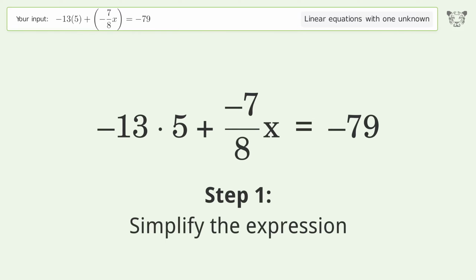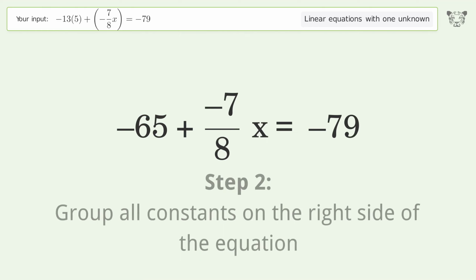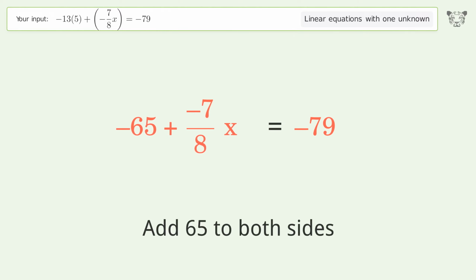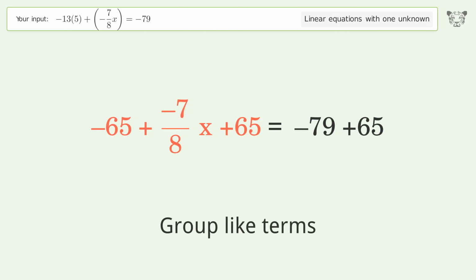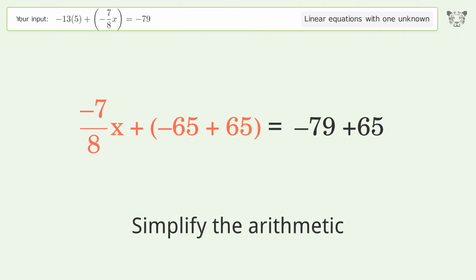Simplify the expression. Group all constants on the right side of the equation. Add 65 to both sides. Group like terms. Simplify the arithmetic.